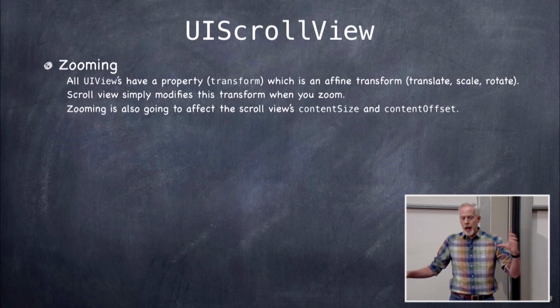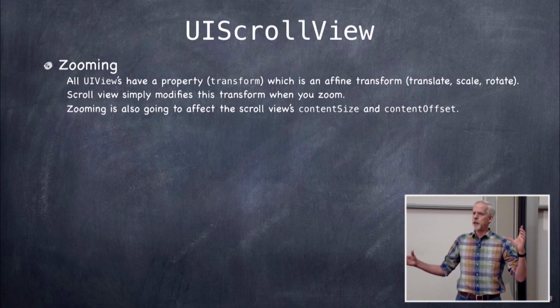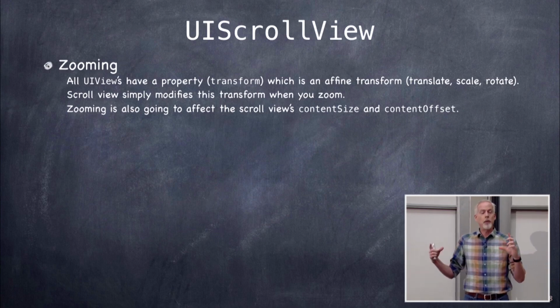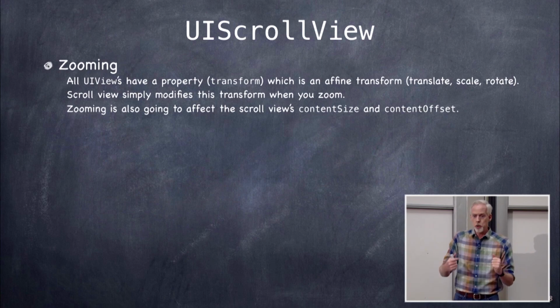So sometimes that happens, and then people are expecting their content area to be the same old size, and it's not. Okay, now Scroll View automatically sizes it for you, so you don't have to worry about it, but if you ever look at your content size while you're zoomed in, it's going to be larger, or smaller if you zoom out. Okay, and same thing with the content offset, obviously.